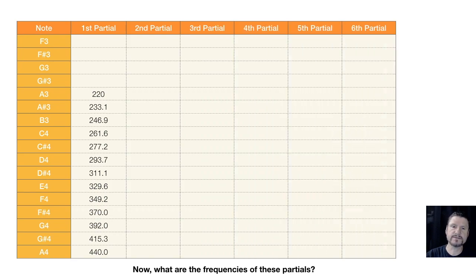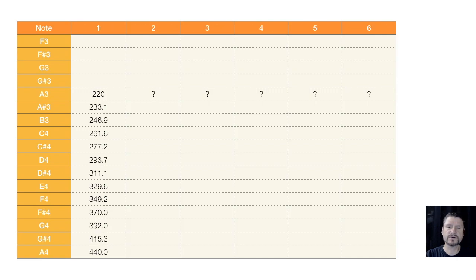And how do we do that? It's a very simple calculation. Simply multiply the partial number, in this case 1 to 6, by the fundamental frequency. So 220 times 2 is 440. The third partial, 660, and so on.